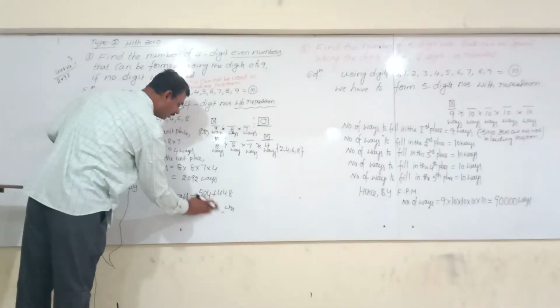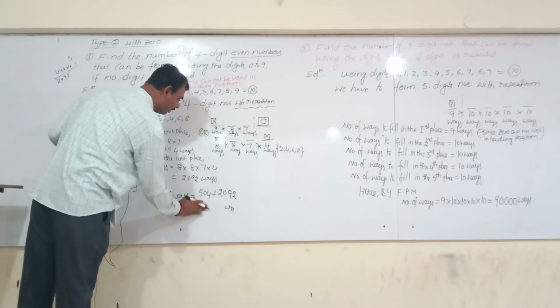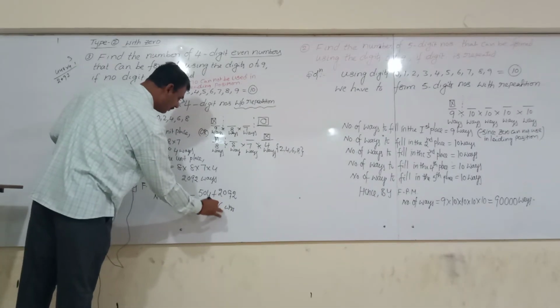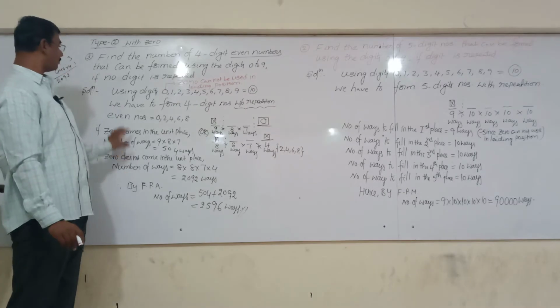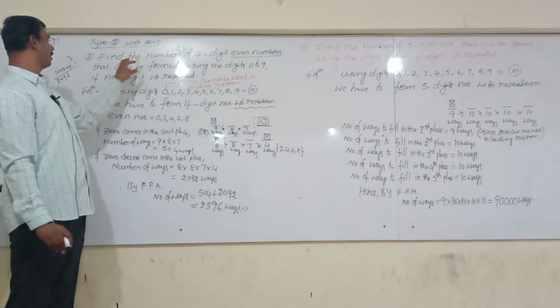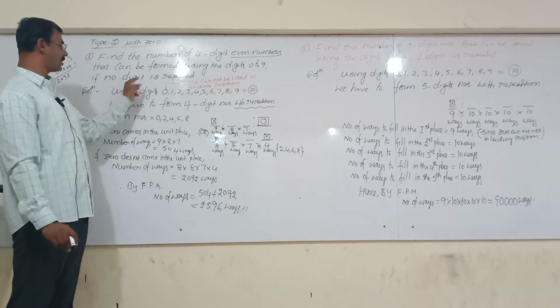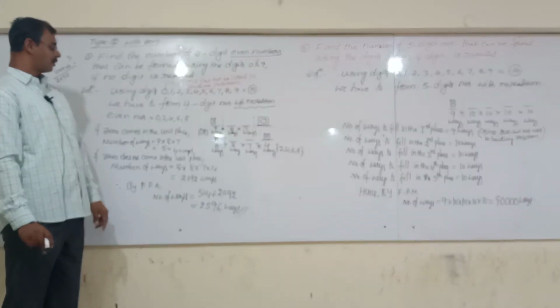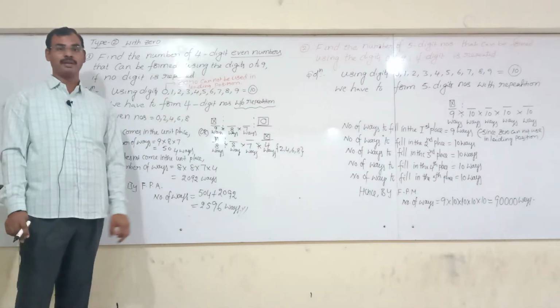Now 1792. What is the total value? 2 plus 4, 6, 9, 5, so 2596 ways. This is the right answer. So the number of 4-digit even numbers using the digits 0 to 9, if digits are not repeated, equals 2596 ways. A very important model from a competitive point of view.